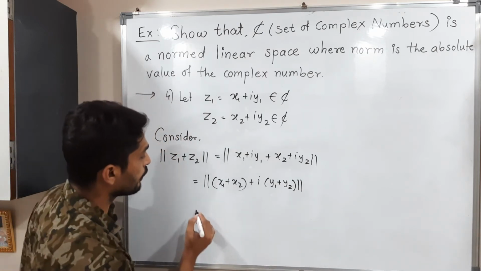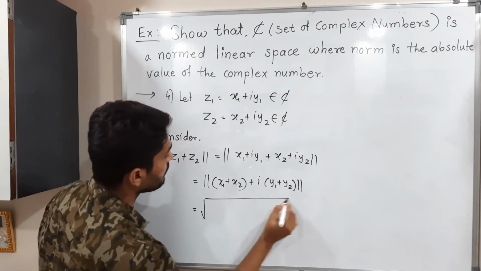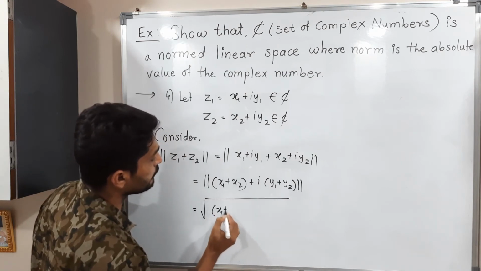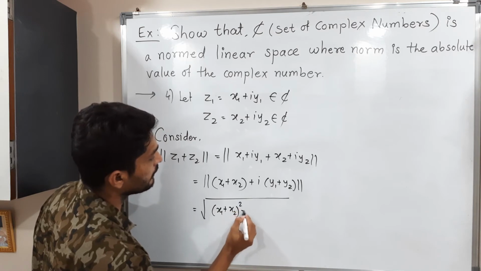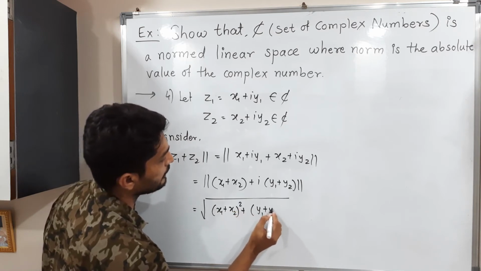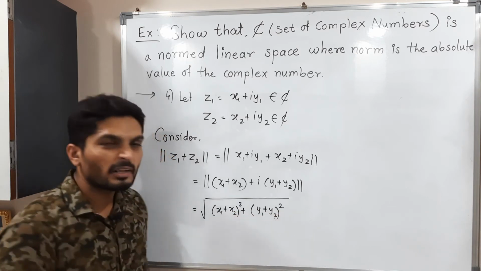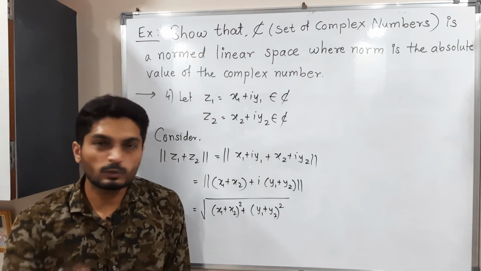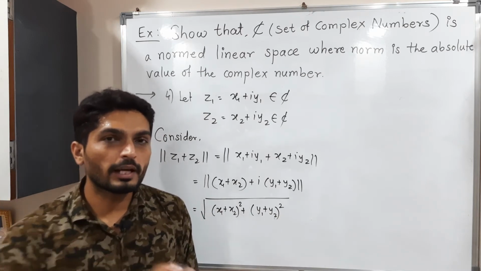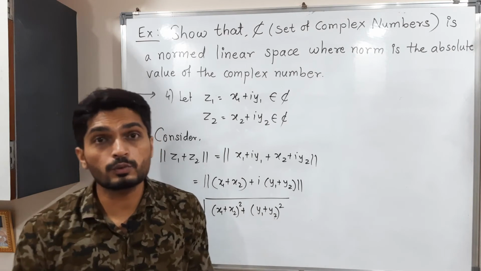Our definition of norm says square root of the square of the real part plus the square of the imaginary part. But I don't like the square root. I think you also don't like square root, right? So what will I do? I will take the square of both sides, so the square root will be removed.